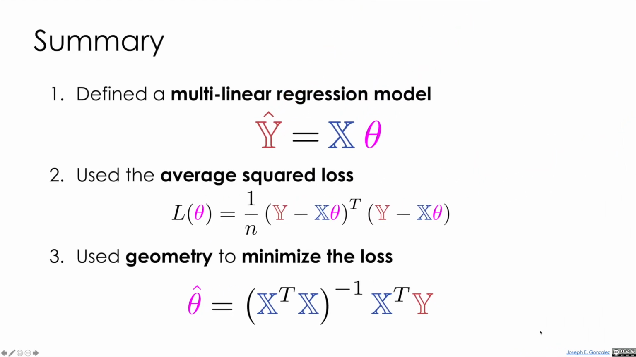So to recap, we defined a multilinear regression model. Y hat, our prediction, is equal to a linear combination of the columns of x. We defined the average squared loss as the inner product of the two residuals, or the sum of the squares of the residuals. And then we used geometry to minimize this loss. So the solution, theta hat, which is our best estimate for the value of theta in this model here, is simply x transpose x inverse times x transpose y. And this is the solution to the normal equation. And again, we derived this just by using the geometry of the space.